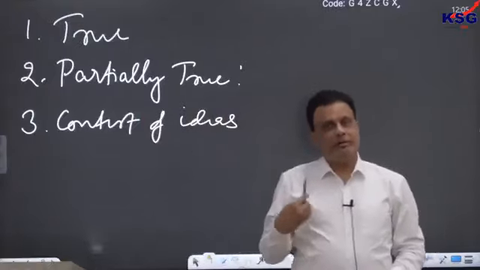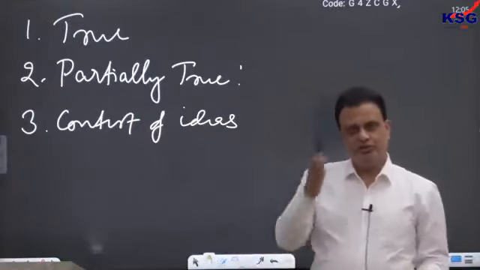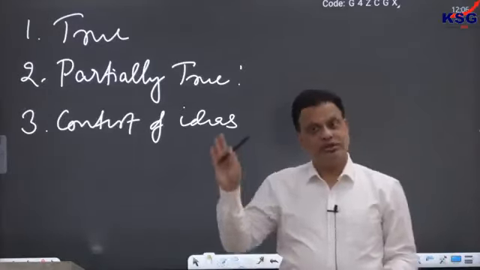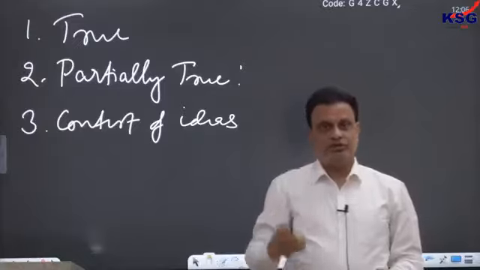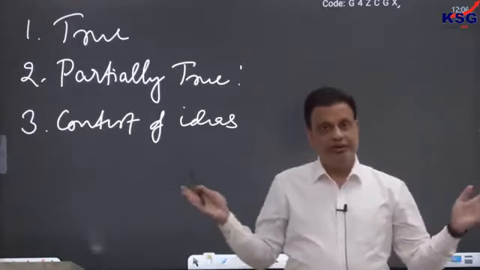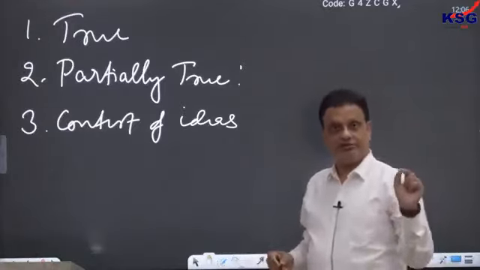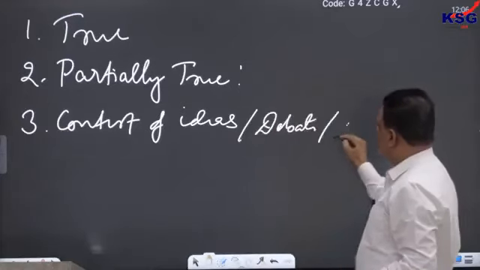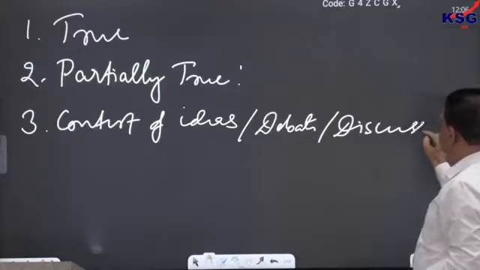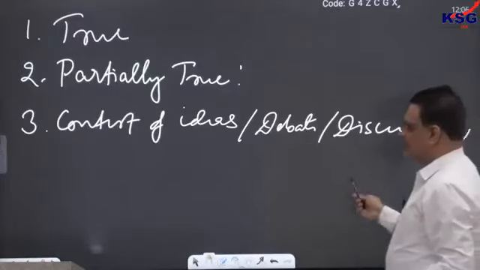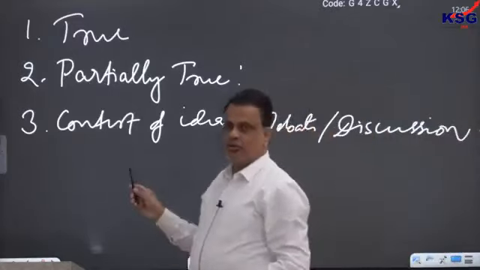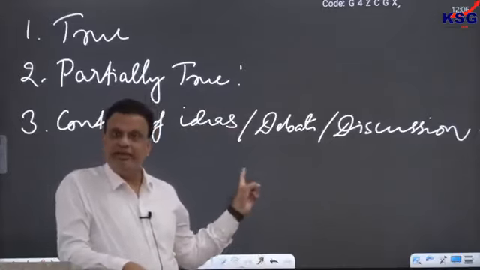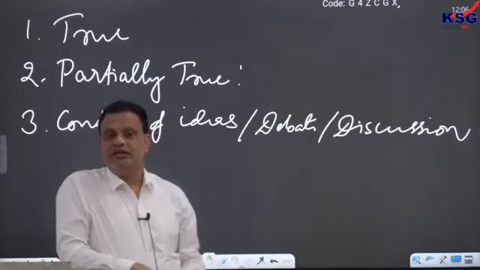Suppose, for example, I am wrong and I say something that you know is wrong. What would you do in that case? Perhaps you will try to counter me: sir, you are wrong, I don't agree with you. You try to counter me and I will try to counter you, and there will be a debate between us. This debate is called a contest of ideas. A contest of ideas essentially means a debate or discussion. So these so-called wrong people force us to enter into a debate and discussion, and it is through this debate and discussion that truth actually emerges, comes out.